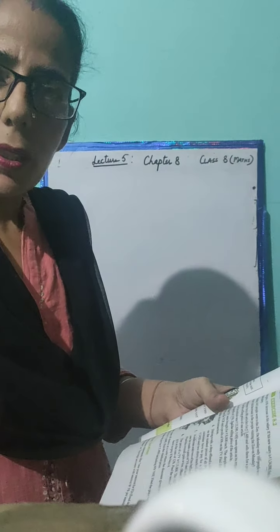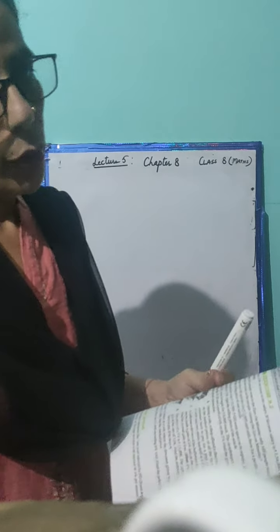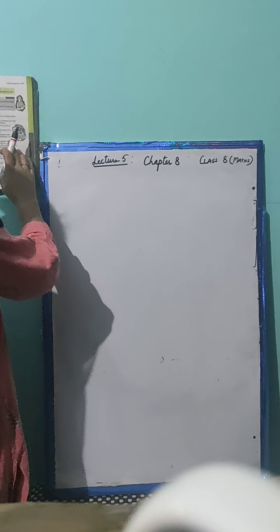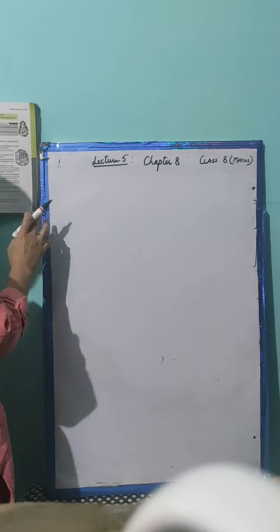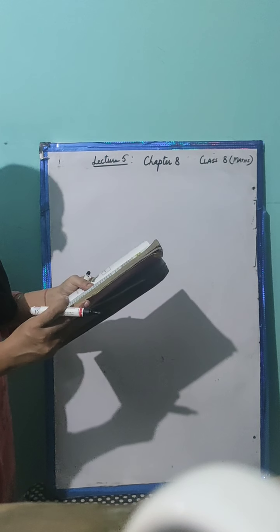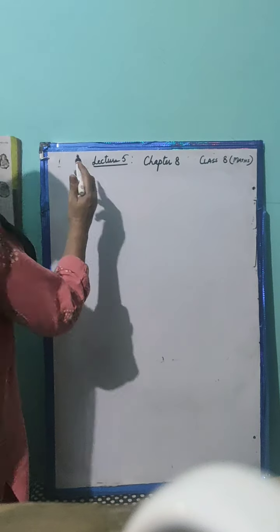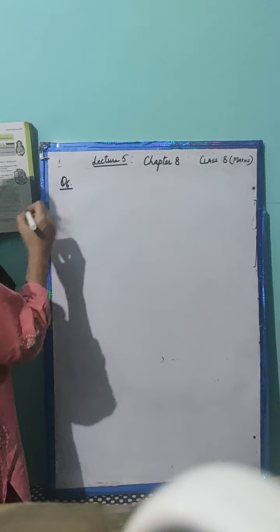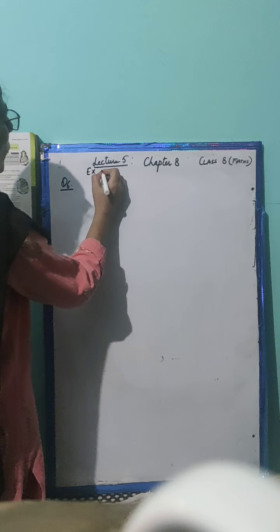We had done questions like marked price, discount, etc. So in continuation with this in lecture 5, let us do the questions. We had done question number 1 and question number 2. Now we are on question number 6. Let us start question number 6 of this exercise 8.2.